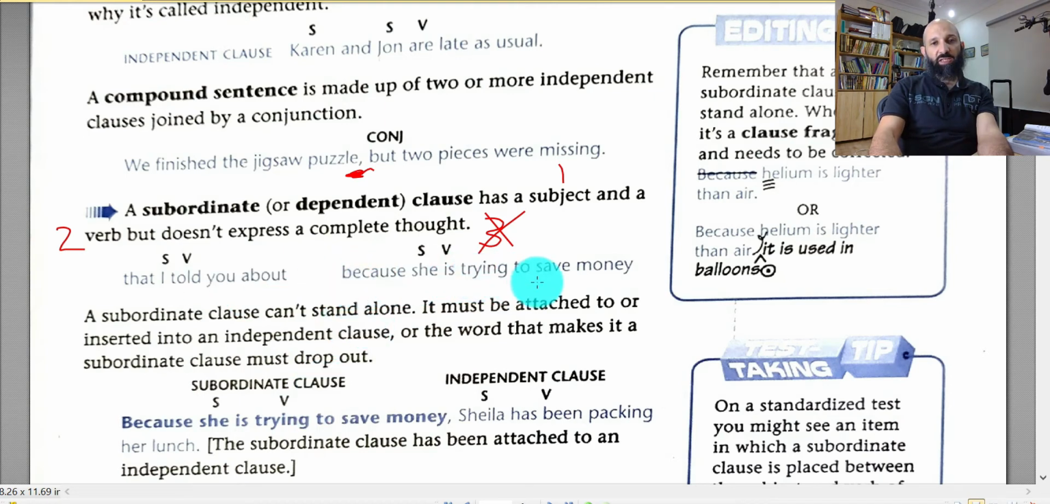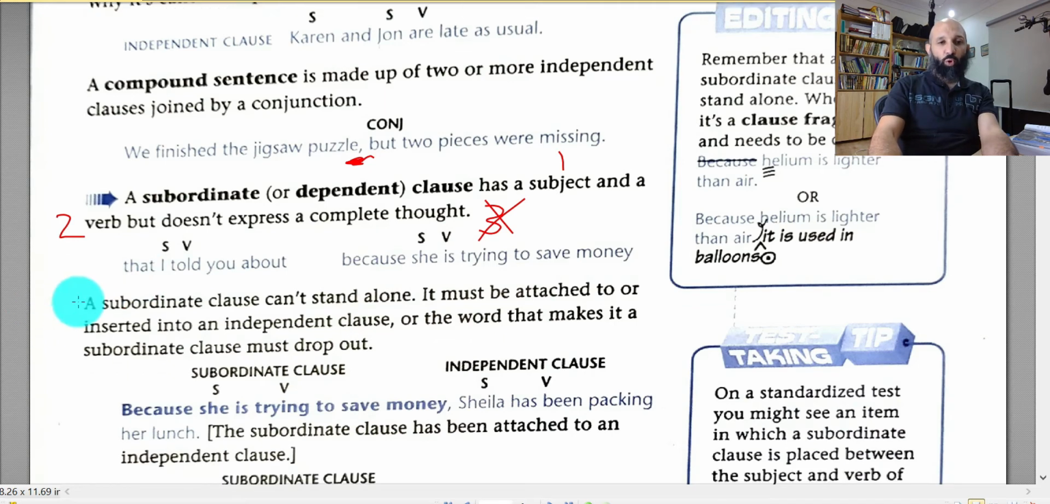"Because she's trying to save money." Yes. Then what? Because she's trying to save money, what happened? So we have a subject, yes, "she." Do we have a verb? Yes, "is." Do we have a complete meaning? No, because we have the word "because." So the word "because" makes the sentence problematic, just as the word "that" does.